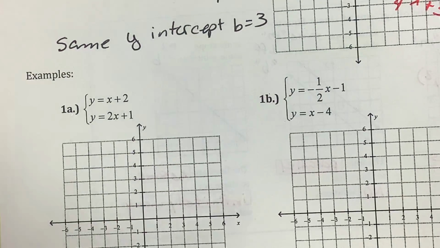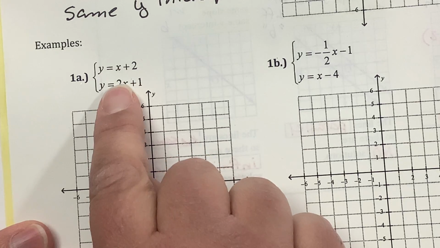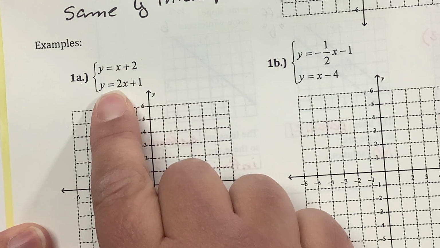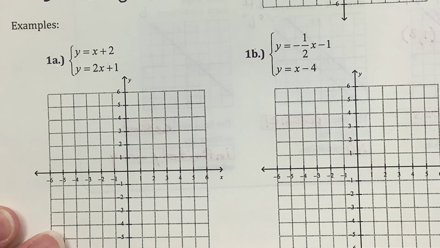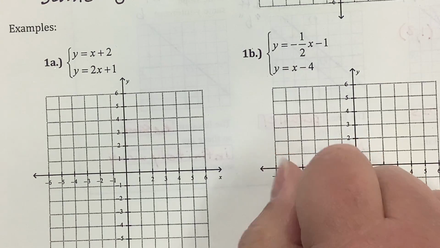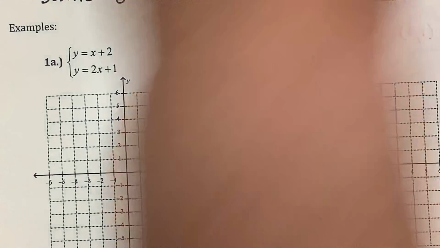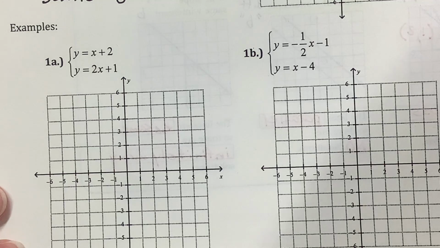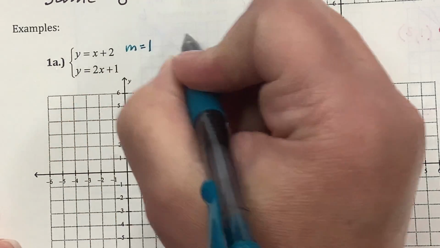And up here, we had no solutions. Now, these examples, I'm looking at different, because this one has 1, this has 2, this has a half, this has 1. They have different slopes and different y-intercepts. That means there's going to be one point of intersection. So let me just grab some other colors here. I like colors. So this one, M equals 1.